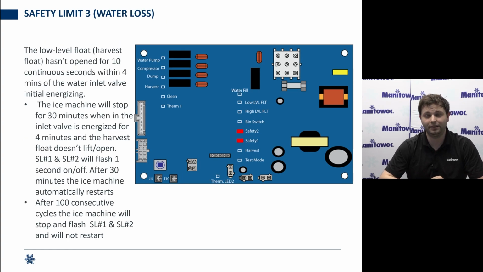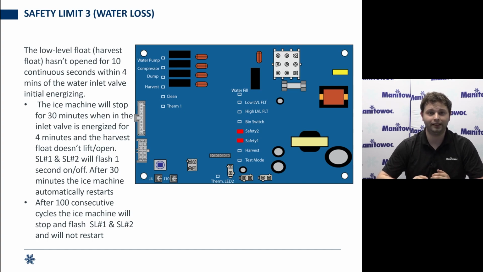Our next is Safety Limit 3, a water loss safety limit. Now the ice machine will go into a 30-minute pause, or a 30-minute break, if the inlet valve of the water has been open for 4 minutes. So it's been trying to get water for 4 minutes, and that little harvest float hasn't gone up at all. It hasn't opened. So the ice machine is sensing that it's not getting any water, that bobber isn't going up. So it is saying, hey, let's take a break for 30 minutes, see what happens. And after 30 minutes, the machine will restart.